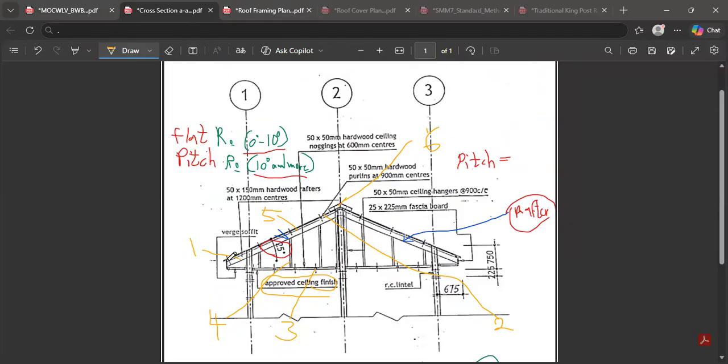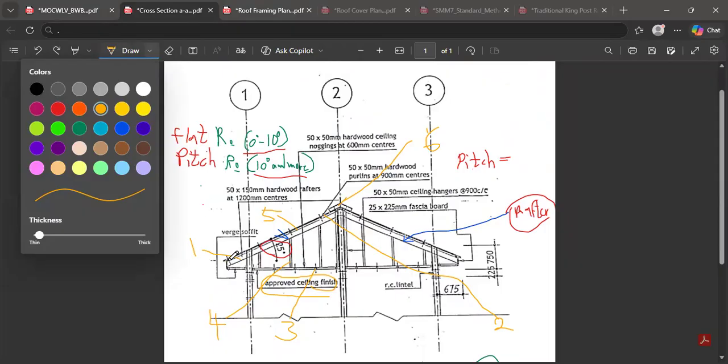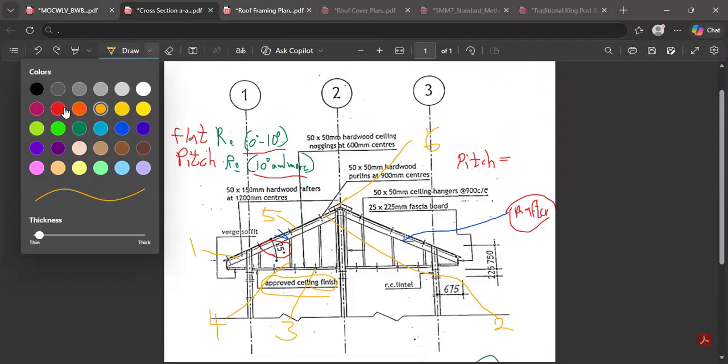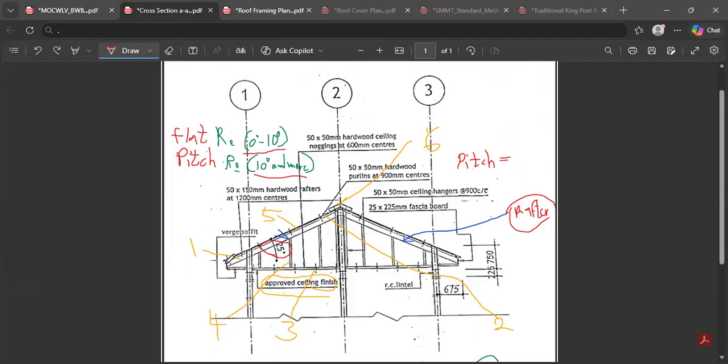Let me use a red pen to show you something. The rafter is 750 and 75. The overhang is 75. The roof overhang is 75. I'll show you soon, don't worry. So the rafter, this is the rafter from here to here.